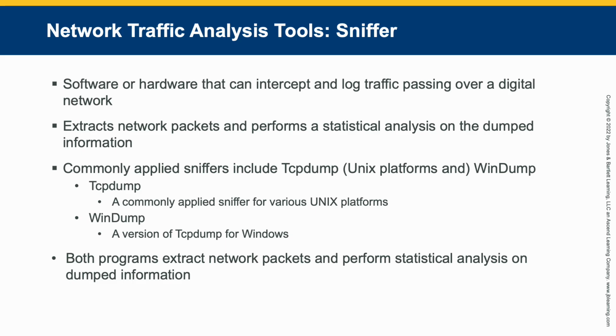So, network traffic analysis tool: a sniffer is software or hardware that can intercept and log traffic passing over a digital network, extracts network packets, and performs statistical analysis on the dumped information. Commonly applied sniffers include tcpdump for Unix platforms and WinDump for Windows. tcpdump is a commonly applied sniffer for various Unix platforms. WinDump is a version of tcpdump for Windows. Both programs extract network packets and perform statistical analysis on dumped information.